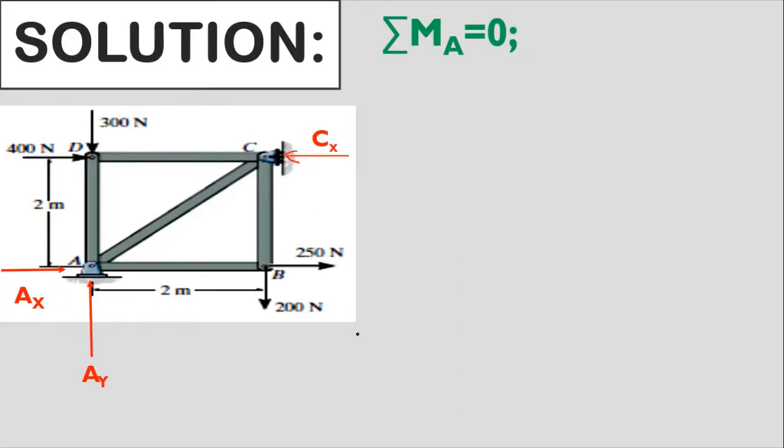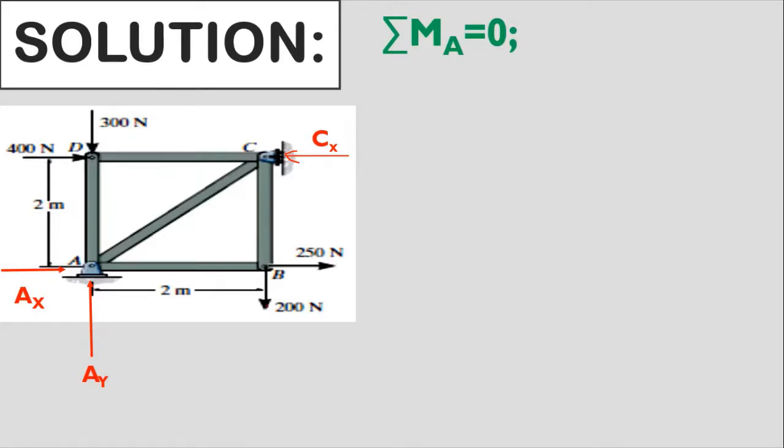Now I have to sum up the moments. I can sum up the moment at C, at D, at A, at B, wherever I want, but if I do it at support A, AX and AY will become 0. So it will be convenient for us to solve for the support reactions, and we can easily get the value of the CX support.